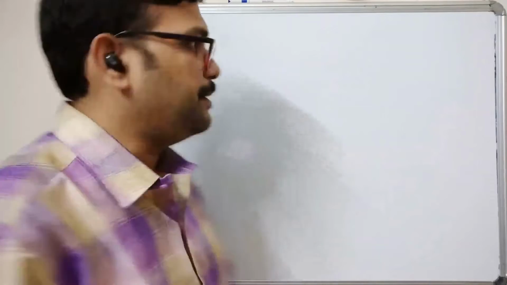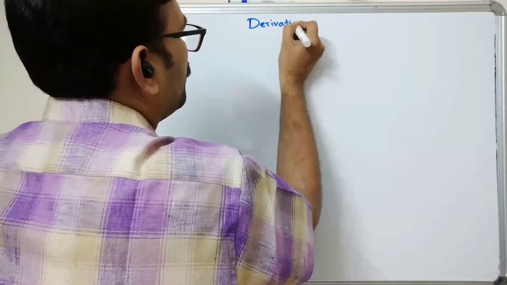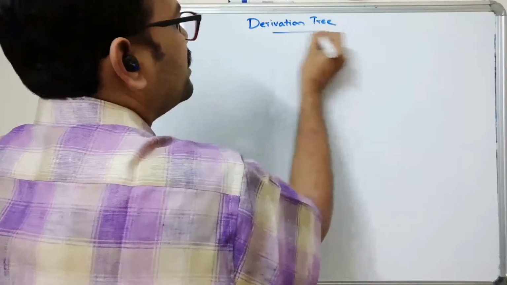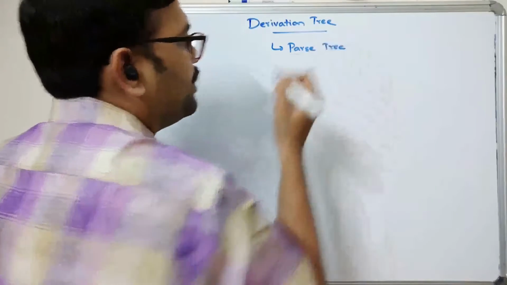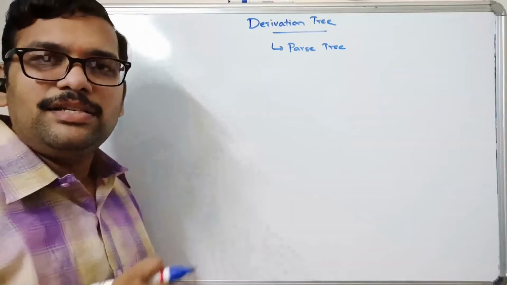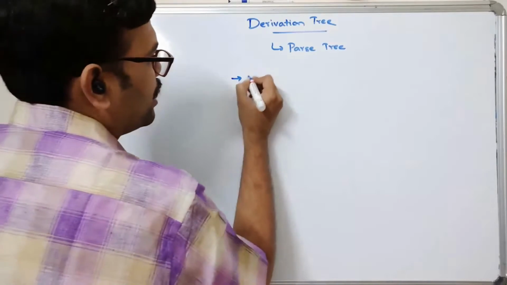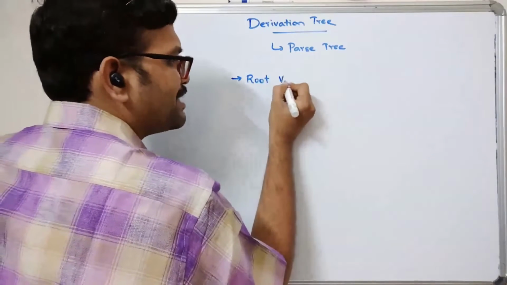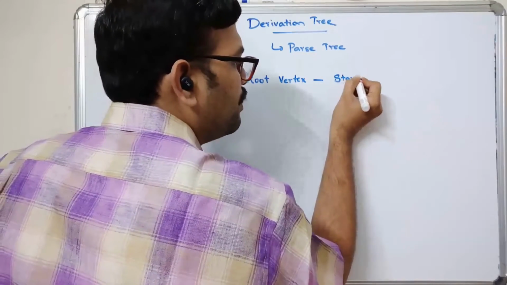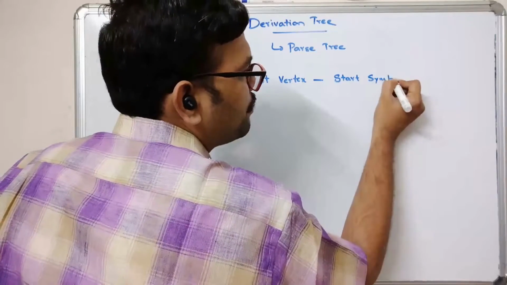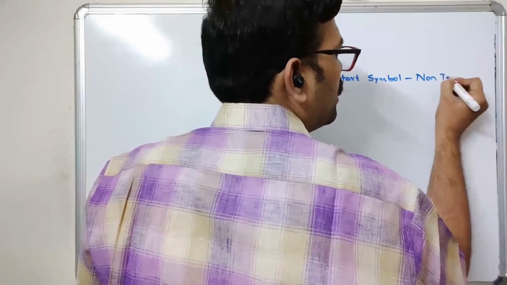Derivation tree, and the same is also known as parse tree. Right? So in this tree concept, this derivation tree consists of three kinds of nodes. The first one is a root node, or we can call it a root vertex, which is nothing but the start symbol of our CFG. Also, this will be a non-terminal.